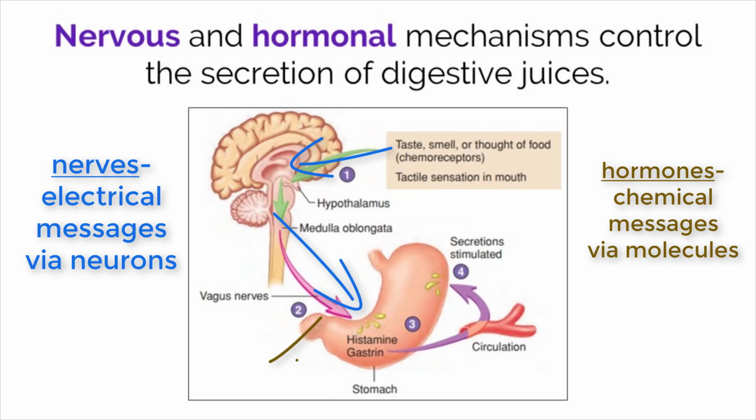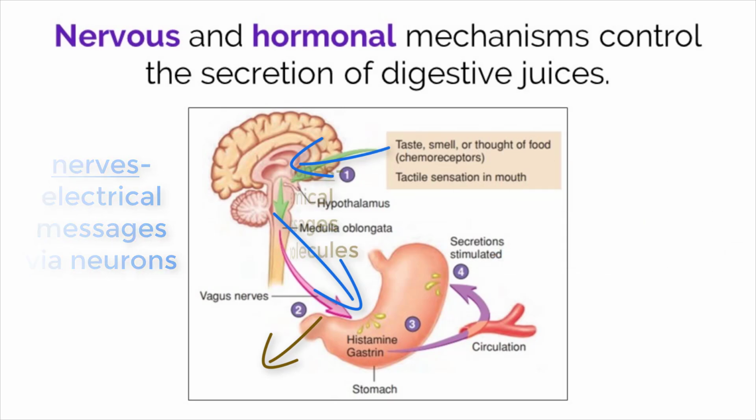Additionally, when food enters into the small intestine, the pancreas secretes digestive chemicals, like bicarbonate ions and bile, that work to neutralize stomach acids and break down fats, respectively.